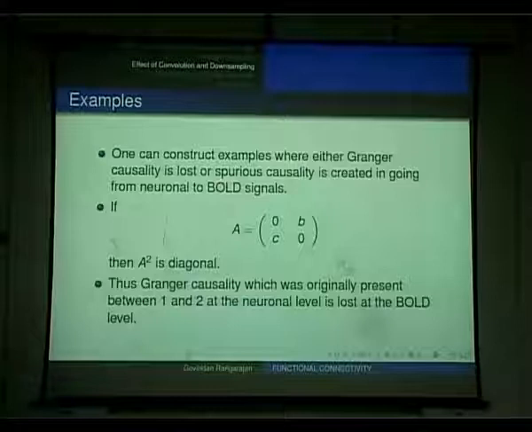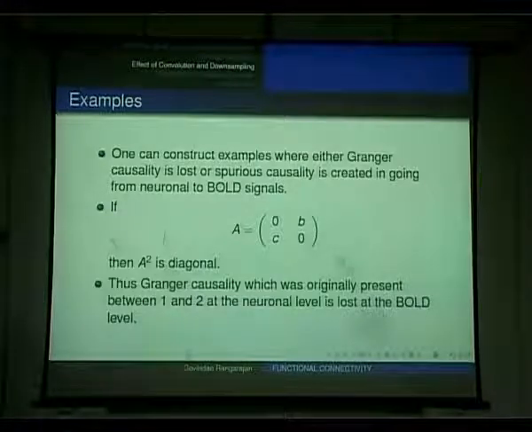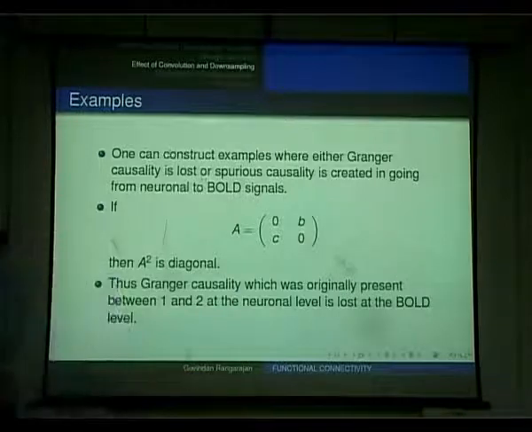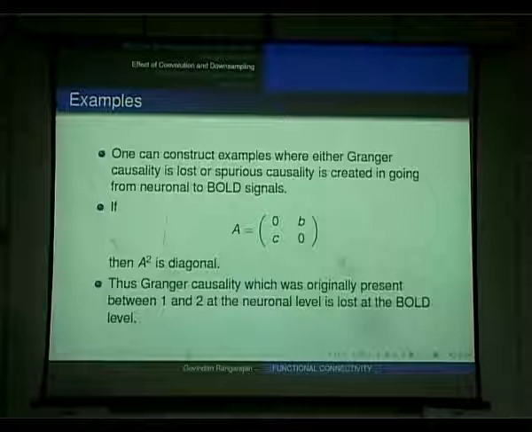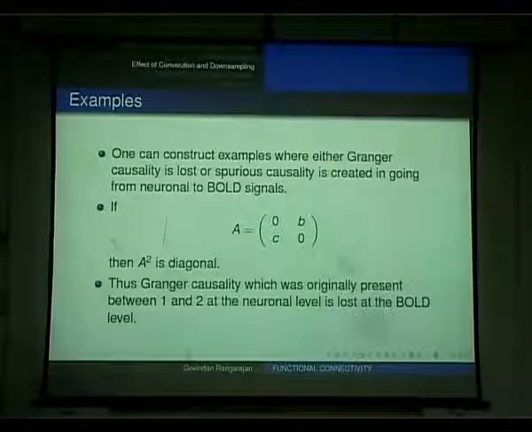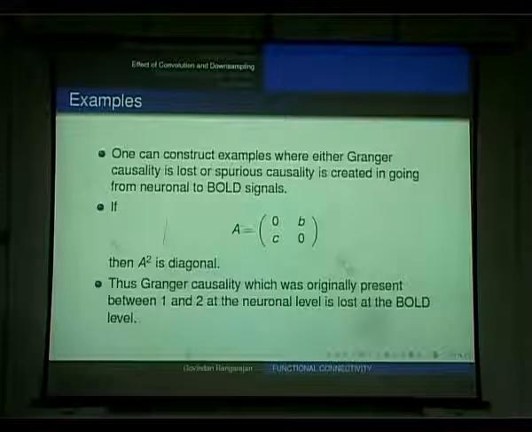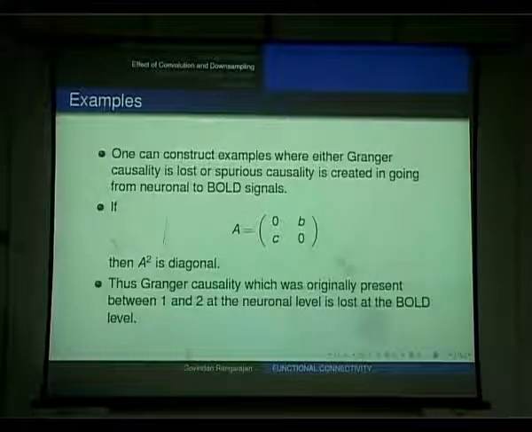For example, if you have such an A, what this tells you is that 2 has a causal influence on 1 with the strength B, and 1 has a causal influence on 2 with the strength C. If you have such a matrix A connecting 1 and 2, then if you take the square of this matrix, it's diagonal. So the off-diagonal terms are gone, and that implies that Granger causality is also gone, because the Granger causality comes from these off-diagonal terms, which measure the influence between the two processes. So if you have such a connection matrix, the connectivity which was present at the neuronal level is completely lost when you go to the fMRI level. You have a spurious result: what was there at the neuronal level, you are not at all capturing at the fMRI level because of this downsampling.